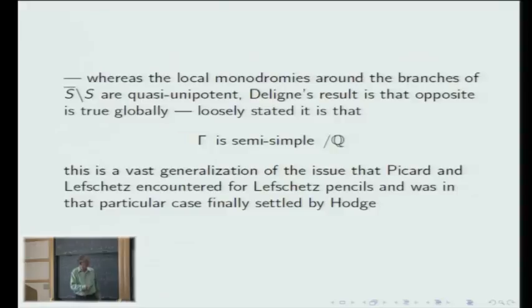The local monodromies around the singular things that you've taken out are, if you like, in Jordan form, upper triangular: ones on the diagonal, stuff above the diagonal. Globally, as a consequence of Deligne's result, the monodromy is semisimple. So the old statement Picard made, that the invariant cycles intersect the vanishing cycles as zero, is in fact a very special case of this very general result, the semisimplicity of global monodromy.